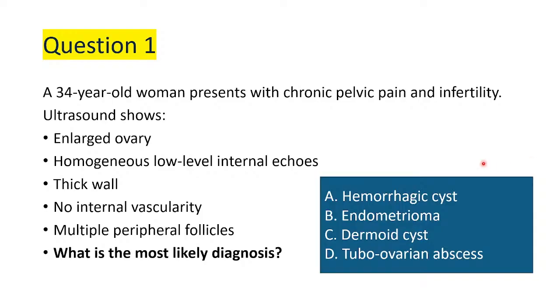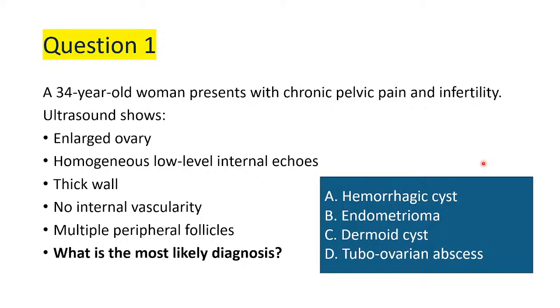Question number 1. A 34-year-old woman presents with chronic pelvic pain and infertility. Ultrasound shows enlarged ovary, homogeneous low-level internal echoes, thick walls, no internal vascularity, multiple peripheral follicles. What is the most likely diagnosis?